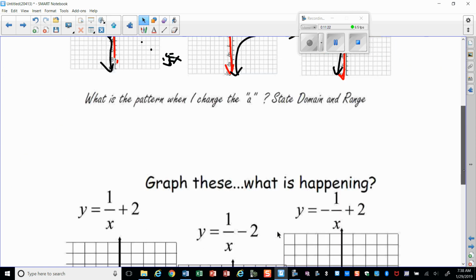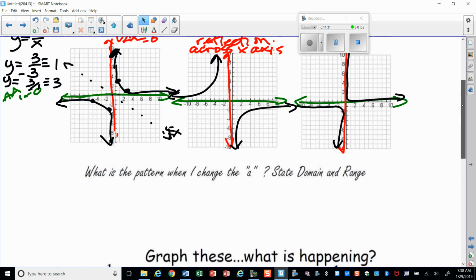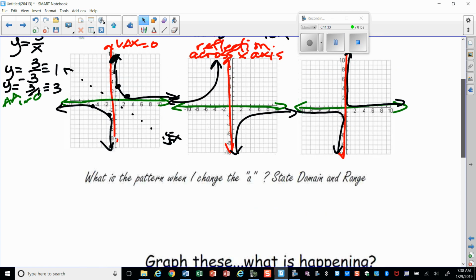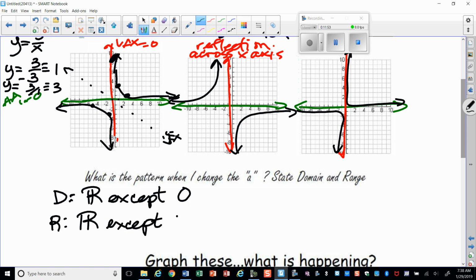And then now, did it change the domain and range? No, it didn't. All right, so for example, if we look back up here, the domain, that's my x value, so it's going to be all real numbers except 0, right? 0 is the excluded value for x. And then my range is going to be all real numbers except 0.